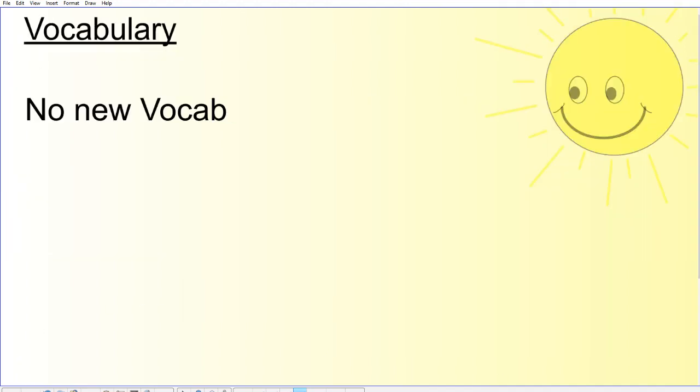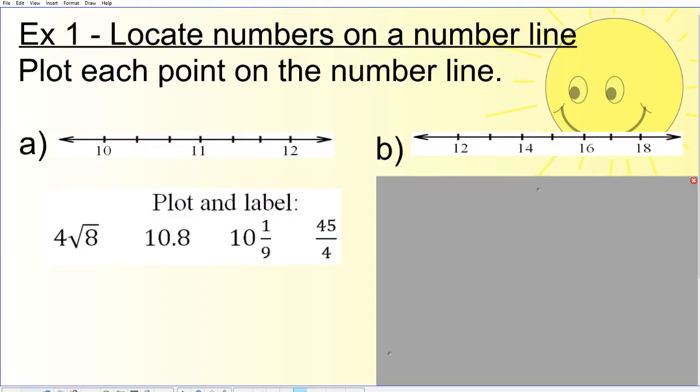This lesson does not have any new vocabulary, so yay us. So example 1, they would like us to plot each point on the number line. Seems reasonable, easy enough. We're just going to take these 4 numbers and put dots and label them on the number line.